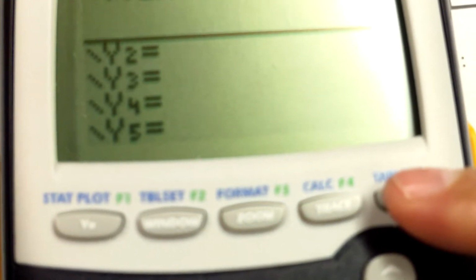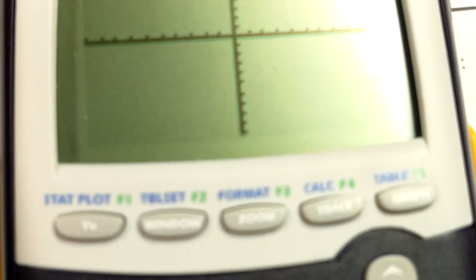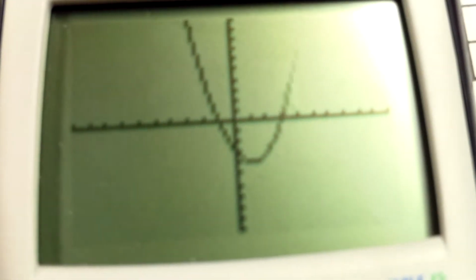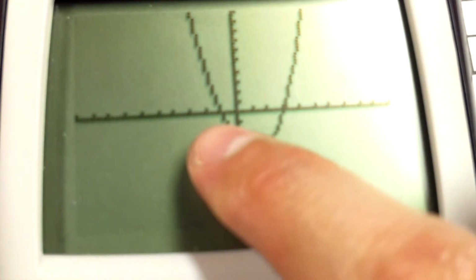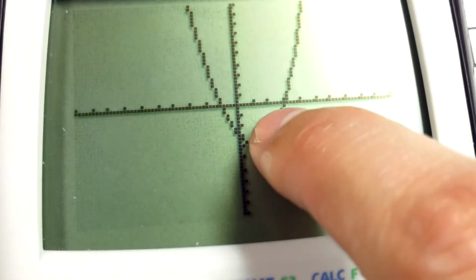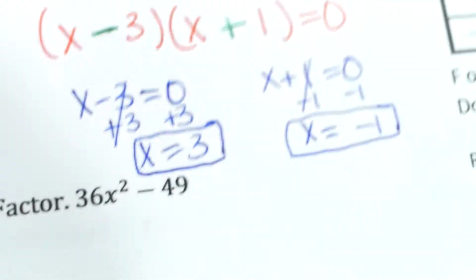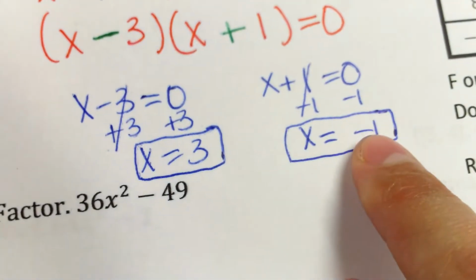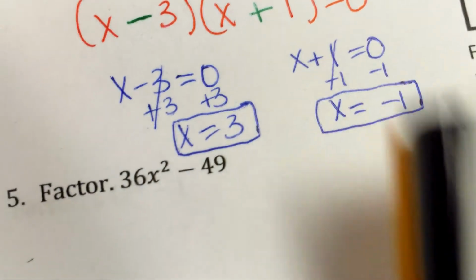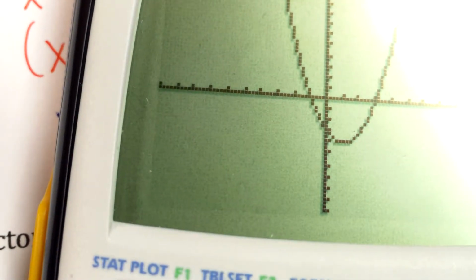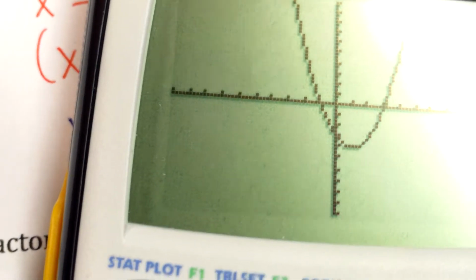For some reason, it's not focusing. Alright, so here if you could see it crossed at negative 1 and positive 3, which is what my answers tell me, negative 1 and positive 3. That's where they cross the x-axis. And that's why they're called zeros, because the y is equal to 0. Alright.